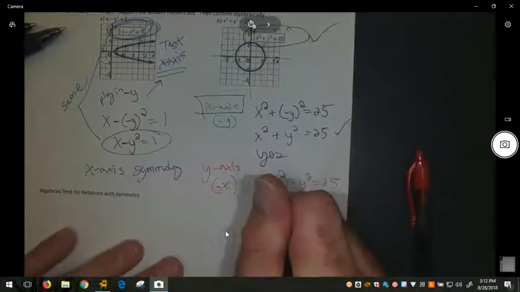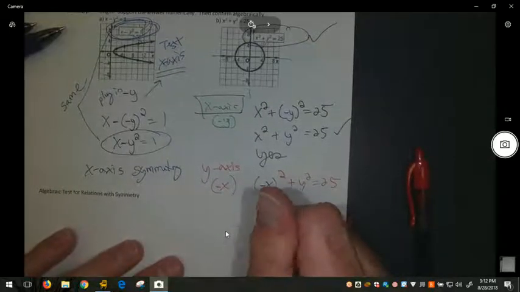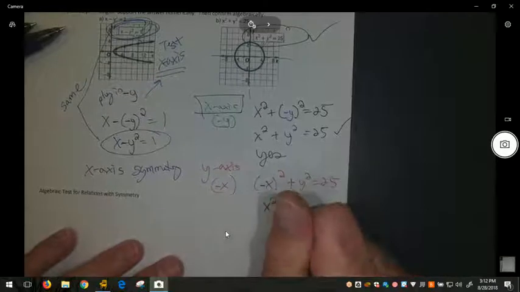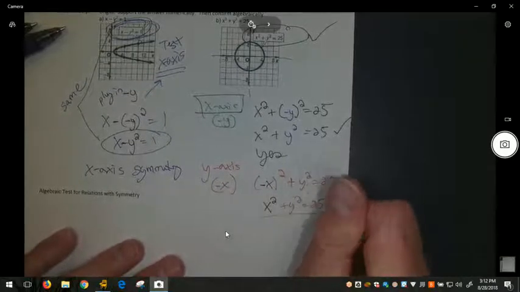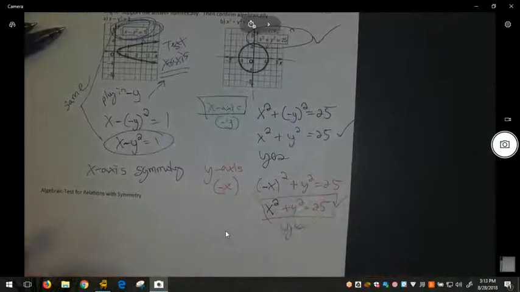And we're plugging in the opposite of x. When I plug in the opposite of x and square it, I get x squared plus y squared equals 25, giving me yet again the same equation. So yes, it has symmetry to the y-axis.